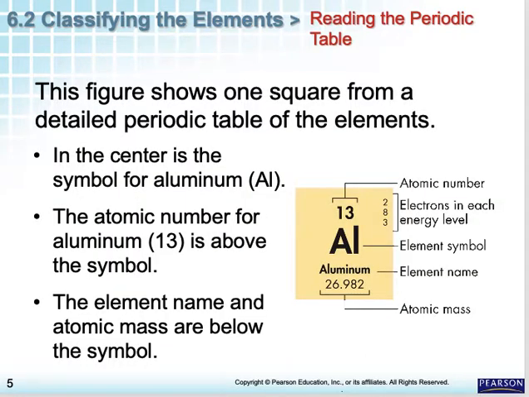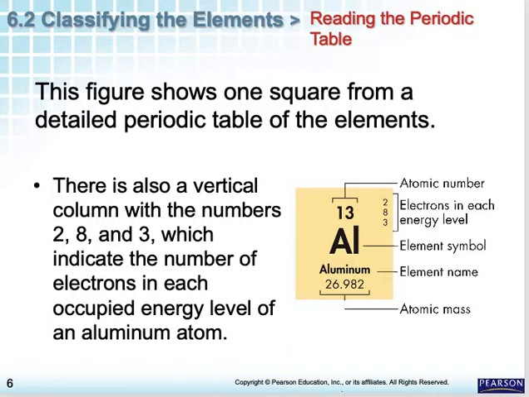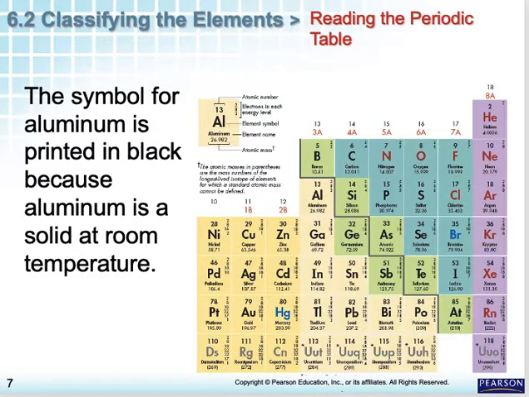So here's one that's similar to what I give you on your test. However, I do not include the electrons in each energy level on your periodic table. So it does have the symbol, in this case aluminum, and it has a name, has the atomic number, and has the average atomic mass for that element. So again, I don't give you the electron configurations. I think you can figure it out by looking at the periodic table.